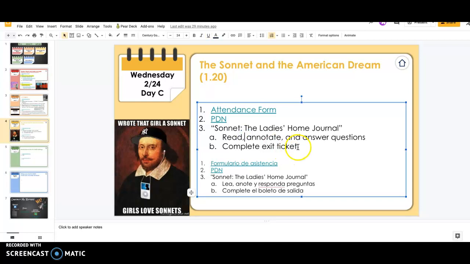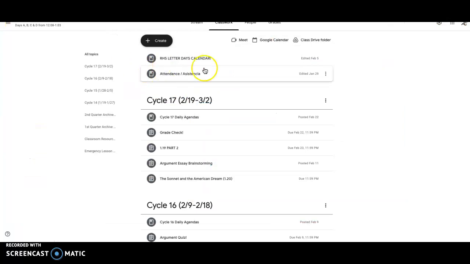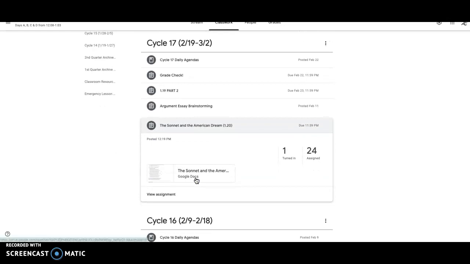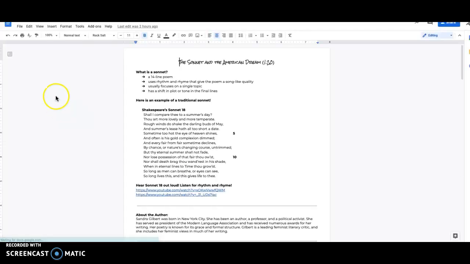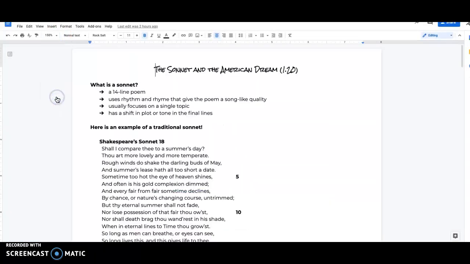Afterwards, the main activity today was reading and understanding Sonnet, the Ladies' Home Journal, which is a poem, answering some questions about it, and completing an exit ticket. If you look in your classwork tab, you will see that there is an assignment at the bottom of cycle 17 called The Sonnet and the American Dream. When you open up that Google Doc, this is what you'll see.